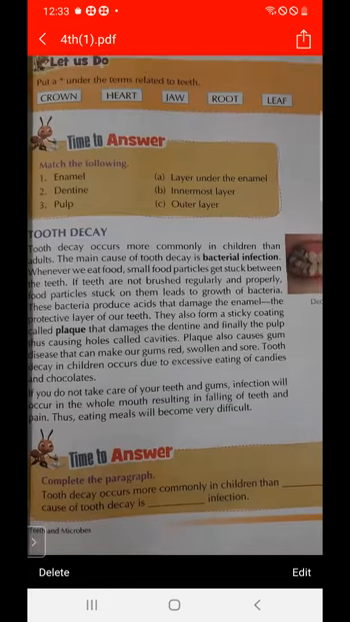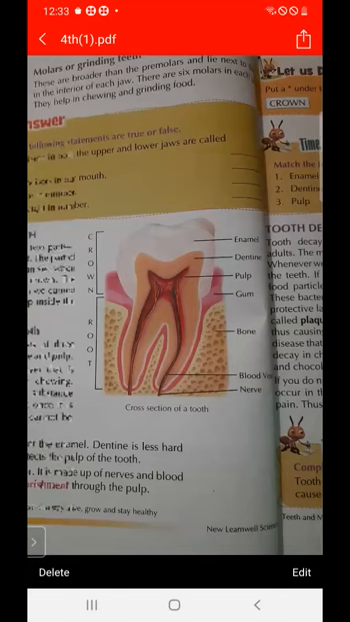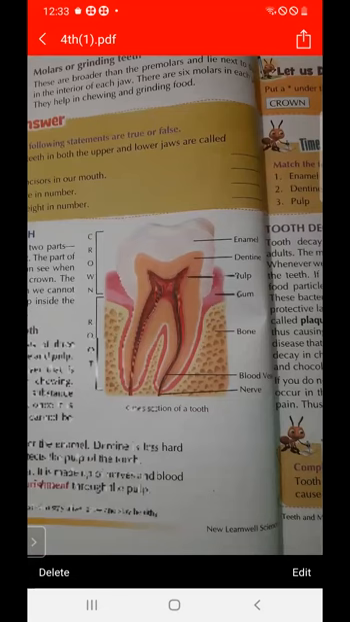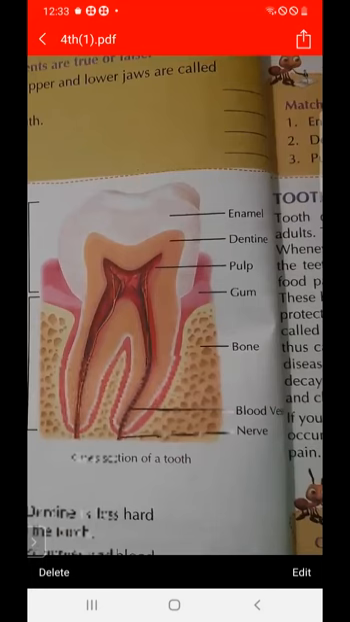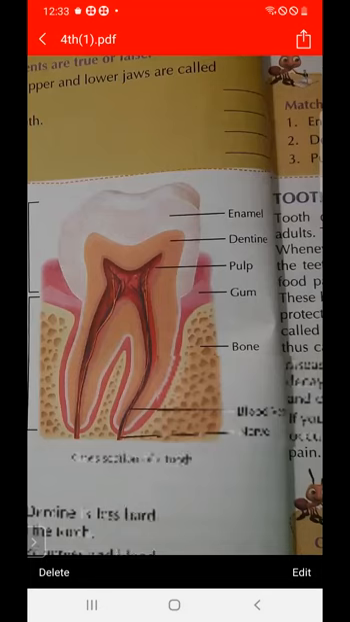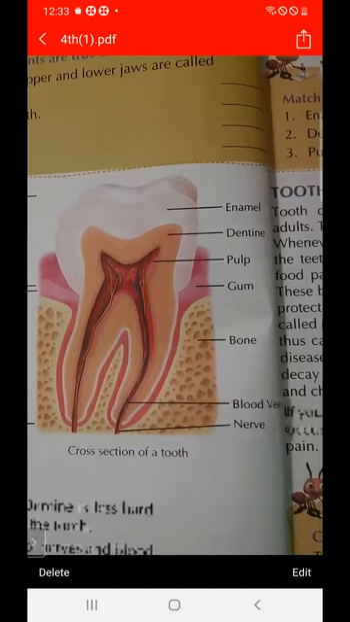I'm revising the previous lecture. In the previous lecture, we studied that the outer hardest covering of the tooth is called enamel. The outer covering shown in the figure, the white colored substance, is called enamel. And then comes dentine, and then pulp. So the tooth has three layers: first is enamel, second is dentine, and next is pulp.